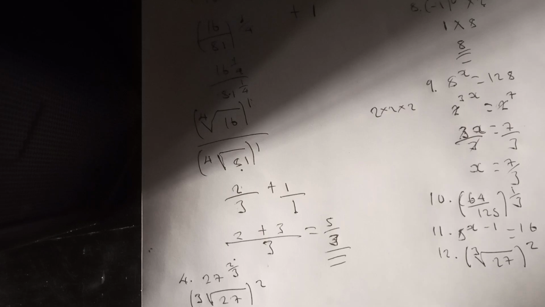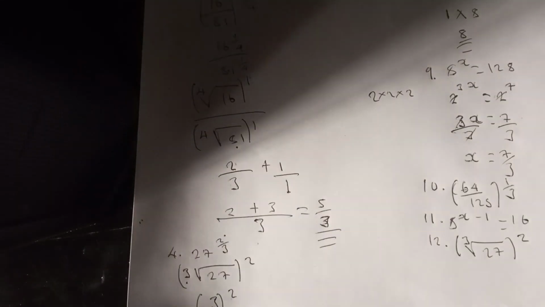Then number 12, this will be the question you'll be solving. So the question is 3 times the square of 27, then to the power 2. So that's the other question you'll be solving. I think that should be the last one. So that's the last question.